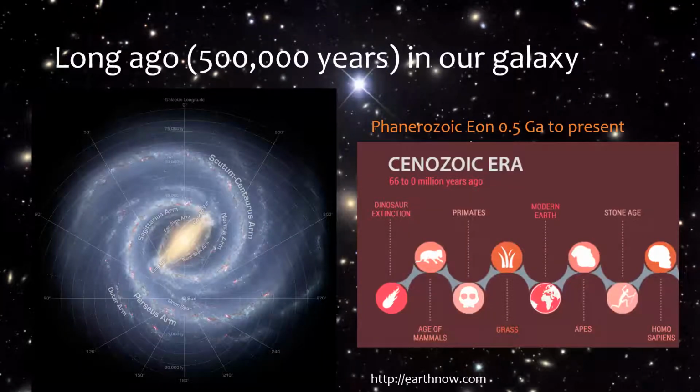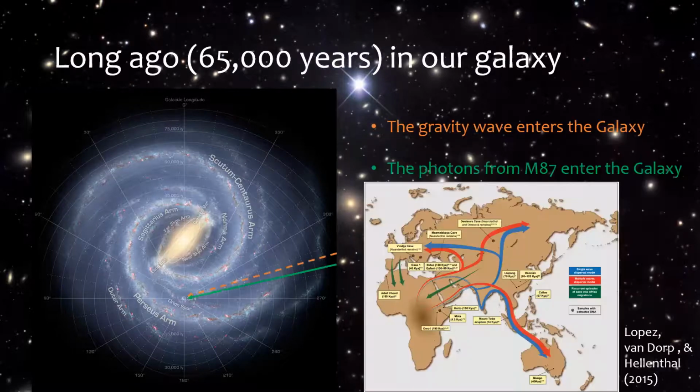In our journey through time, we now arrive in the Cenozoic Era, which features the rise of mammals after the extinction of the dinosaurs. About 7.5 million years after those signals entered our local group of galaxies, we, Homo sapiens, finally enter the story. 65,000 years ago, both of those signals entered the Milky Way as we began our migration out of Africa.